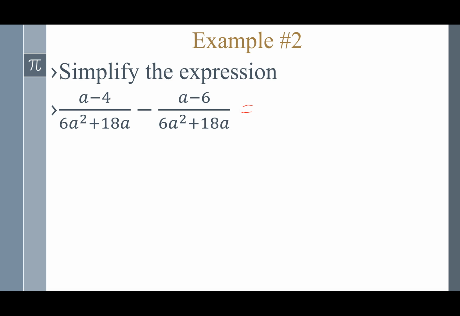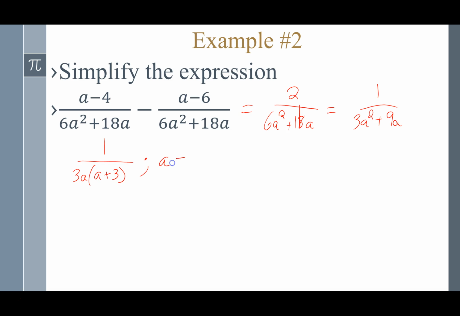Same denominators, so a minus a cancels. -4 minus -6 becomes -4 plus 6. So it's really 2 over 6a squared plus 18a, which means they all have a 2 in common. I can cancel that, make it 1 over 3a squared plus 9a. And again, to have our final form, we should factor the bottom as far as possible. So they have a 3a in common, leaving a plus 3. So then we should say that a cannot equal 0 or -3.